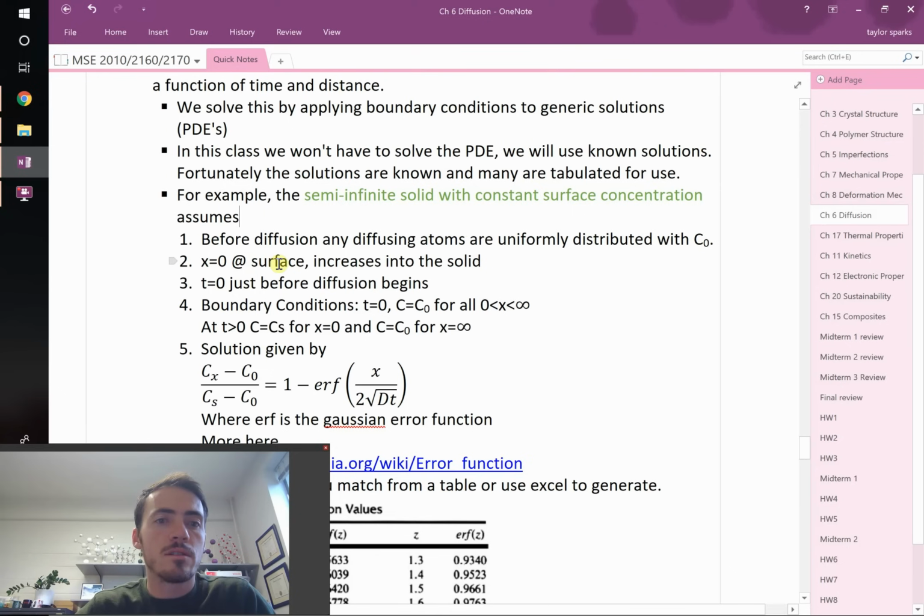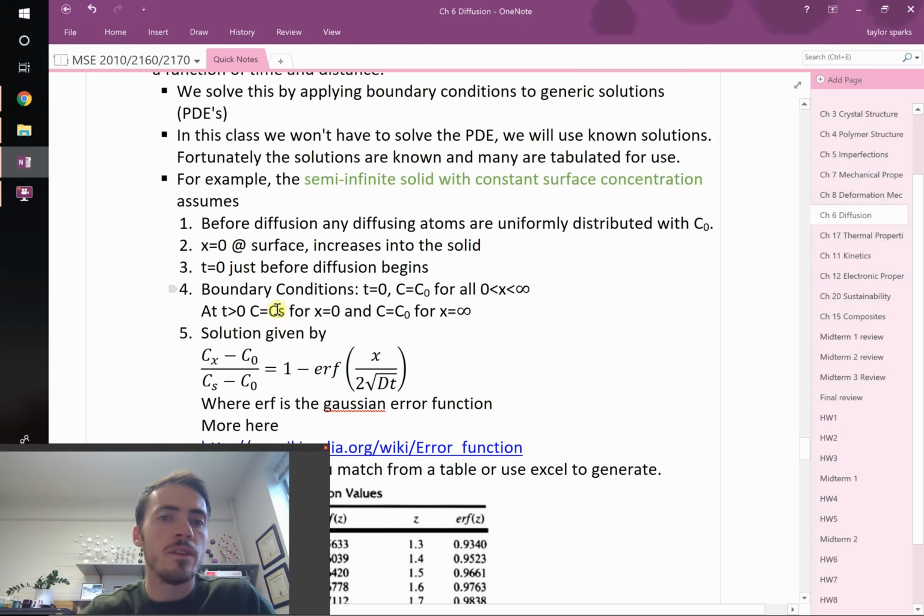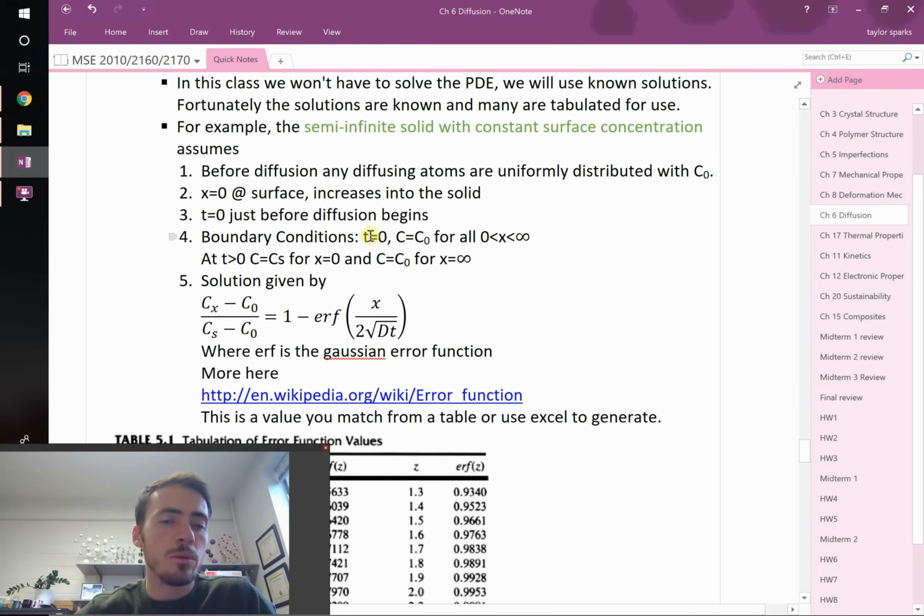The next assumption is that at x equals 0, we're defining that as the surface, and then as you move into the material, we're calling that positive x values, okay? t equals 0 is just before the diffusion begins. So we're going to start the stopwatch on this thing right as diffusion begins. And then these are our boundary conditions. At t equals 0, so right as diffusion begins, concentration equals the initial concentration all the way through the material, so from x equals 0 all the way to as deep into the material as we go.